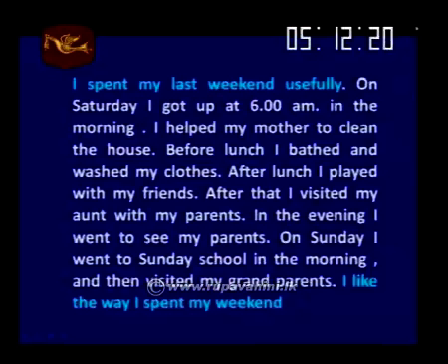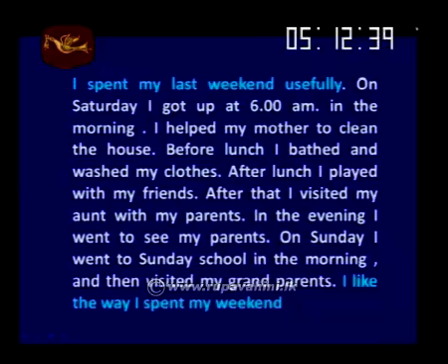So we'll move on to the next slide. Yes, so we'll see what is there. I spent my last weekend usefully. On Saturday, I got up at 6 a.m. in the morning. I helped my mother to clean the house.